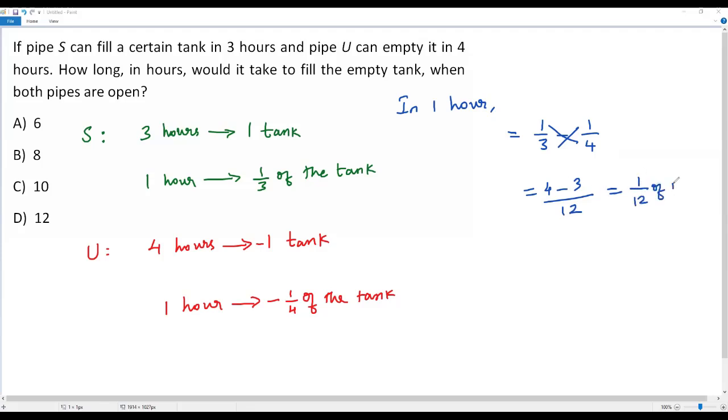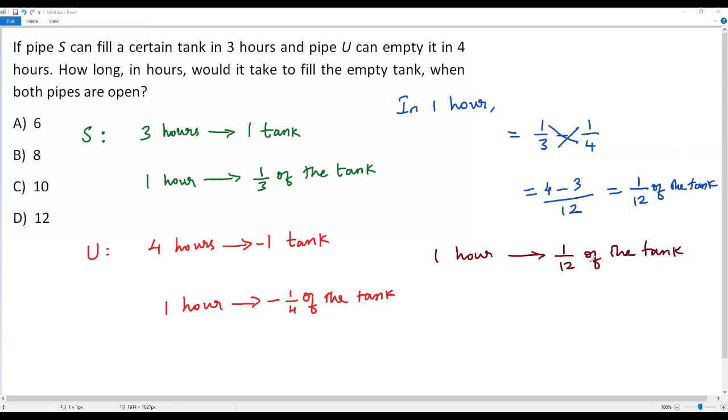That is 1/12 of the tank will be filled because here we get a positive value. When both the pipes are open, in 1 hour, 1/12 of the tank is filled because of the positive value we have for 1/12. That is, in 1 hour, when both the pipes are open, 1/12 of the tank is filled.